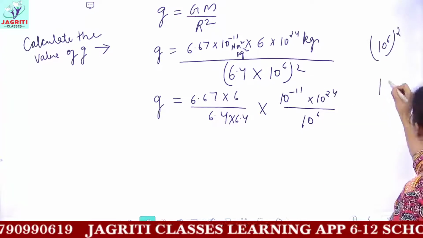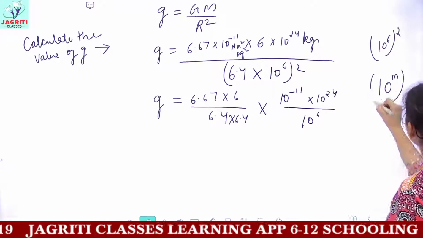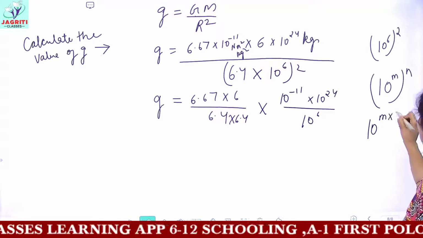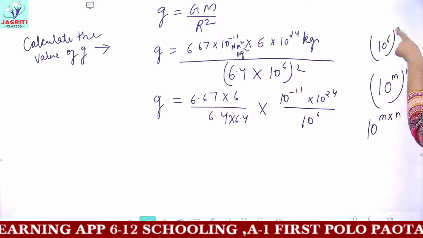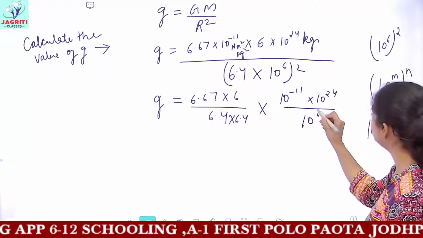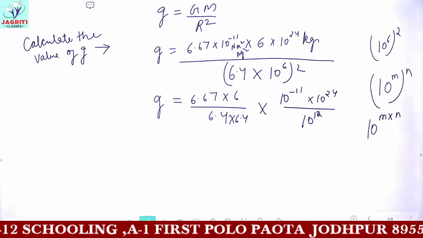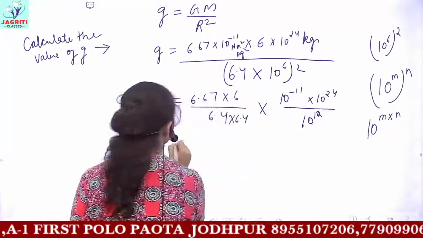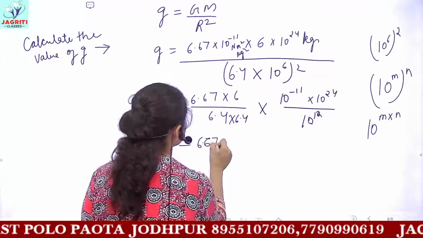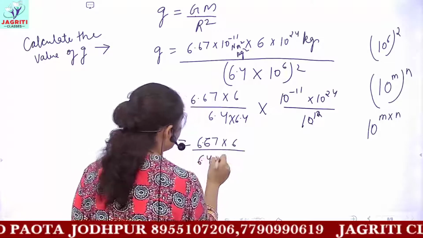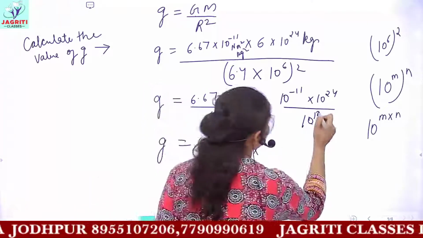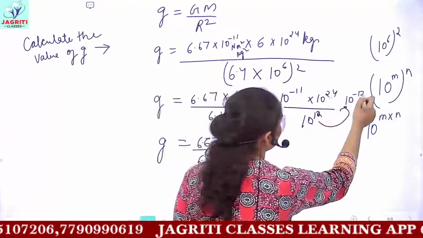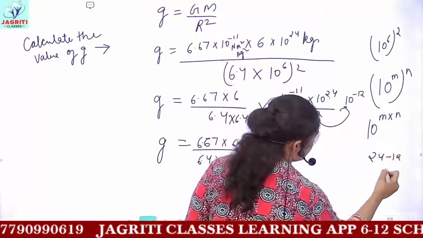Whenever you have a number with power m and outside the bracket is written n, then you do m into n. So you have to multiply both the numbers. 6 into 2 would give you power 12. This is 10 raised to the power 12. Now I will be getting 6.67 multiplied by 6, divided by 6.4 multiplied by 6.4, and if I bring the power upside, it would be 10 raised to the power minus 12, minus 12 and 24. 24 minus 12 gives me 12.